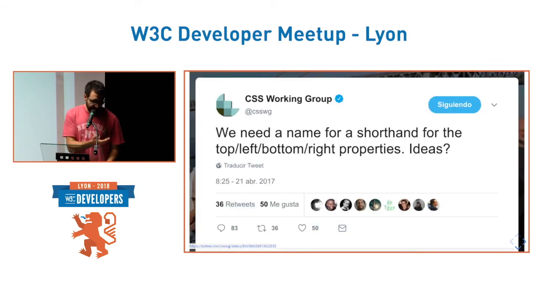And this is a tweet from the CSS Working Group directly, asking what the name should be for a shorthand for this property, so asking for feedback and for ideas. Then that is discussed in the working group, and the final decision is taken.